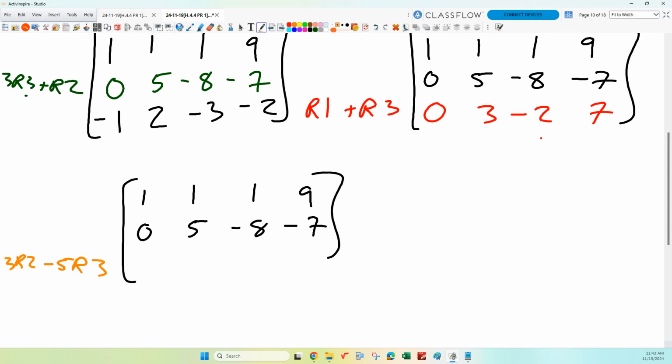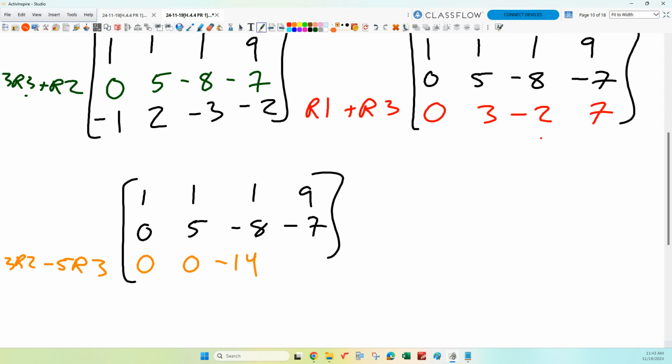So this is going to be a load. We've got to think about this. So 3 R2 minus 5 R3. So 3 times 5 minus 5 times 3 is 0. We already had a 0 there, that gives us a 0. 3 times negative 8 is negative 24, minus 5 times negative 2, so plus 10. So what is that? Negative 14. Negative 14, right? Okay.